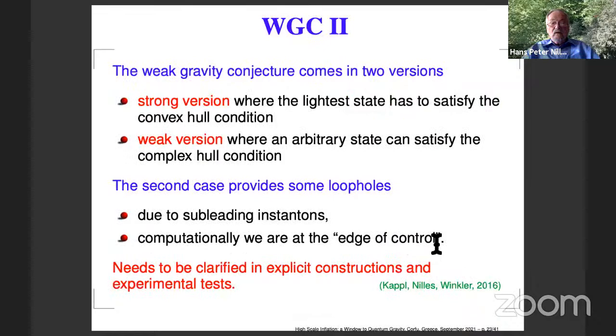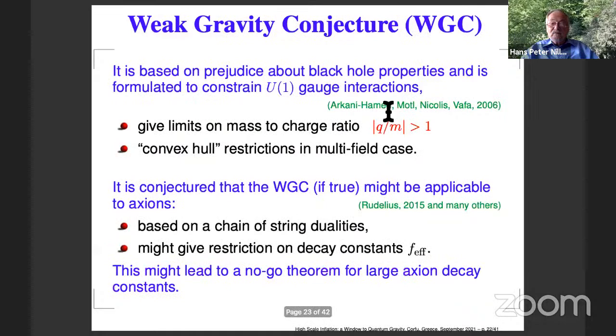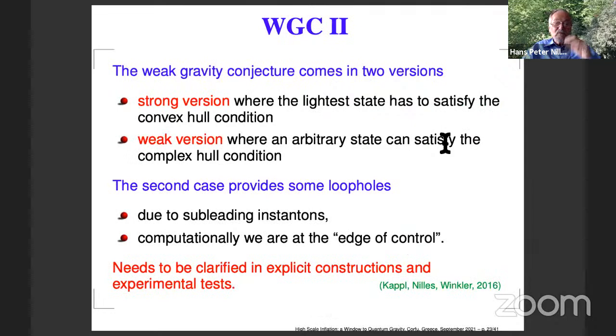Now, the weak gravity conjecture actually comes in two versions. One is the strong version, and that means the lightest state has to satisfy this consistency condition. And there is a weak version where an arbitrary state can satisfy the convex hull condition. So the first one is strong, and if it is true, axionic inflation is ruled out. The weak version, however, allows some loopholes due to subleading instantons, which in a certain way are the counterpart of the charged states in the U1 case. So there is a possibility, but again, we cannot really compute the numbers.